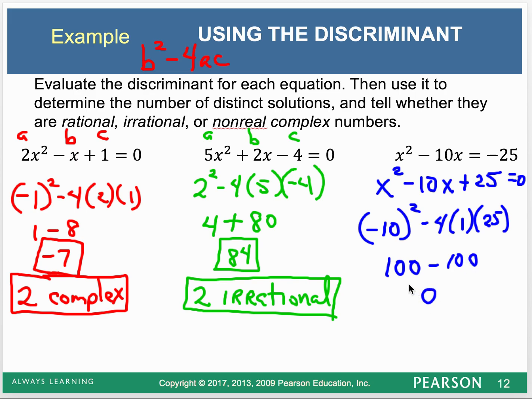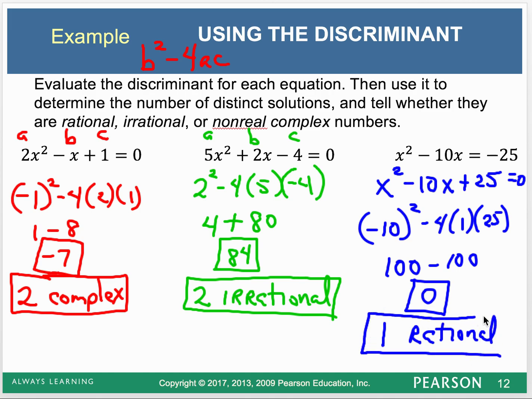So your discriminant value is 0, and because it's 0, that whole radical part of your equation will fall away, and in essence you're going to get one rational solution. There will be two of them. They'll just be the same number, because if you add 0 or subtract 0, you get the same value.